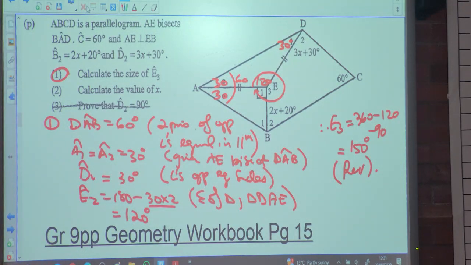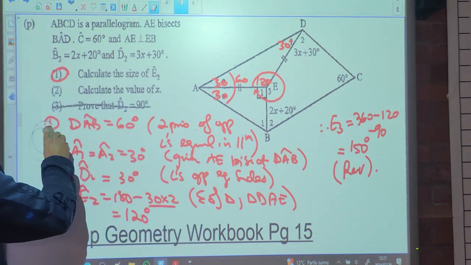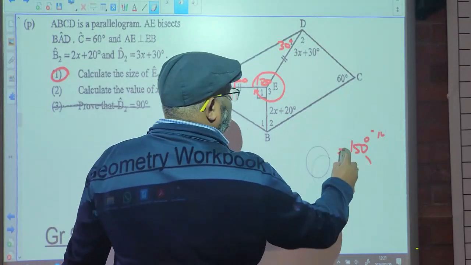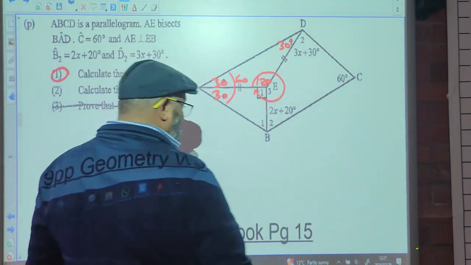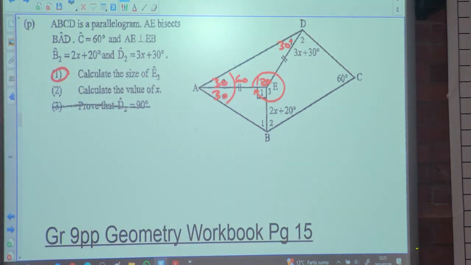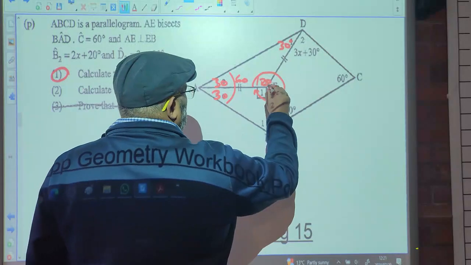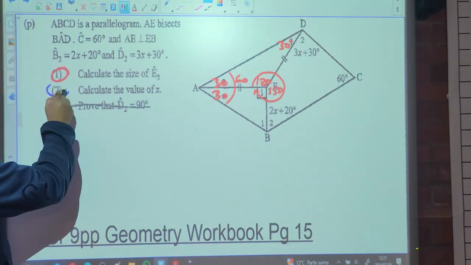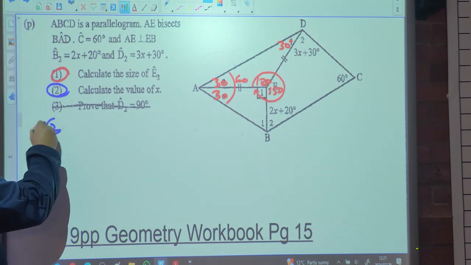People, all this information that I just calculated is on the diagram. I need the space to write, so take it off. I would like to keep the diagram in focus. Right, so what was E3? 150. In number 2, the question says, calculate the value of x.